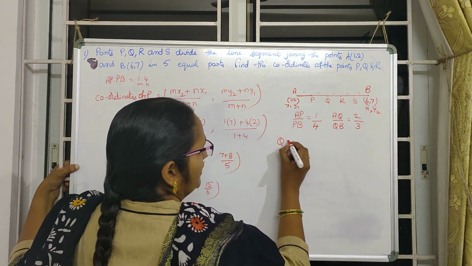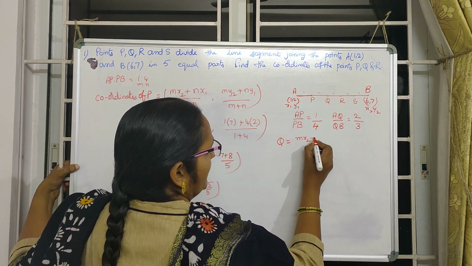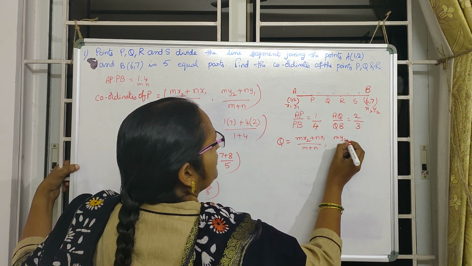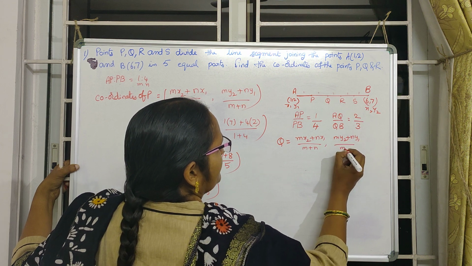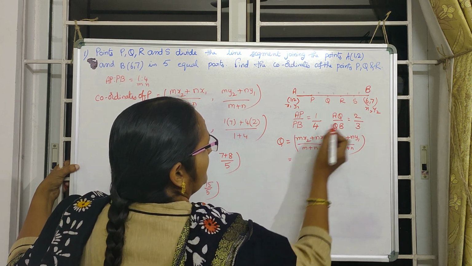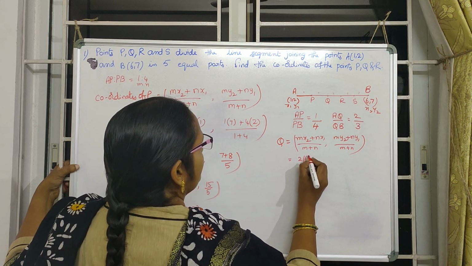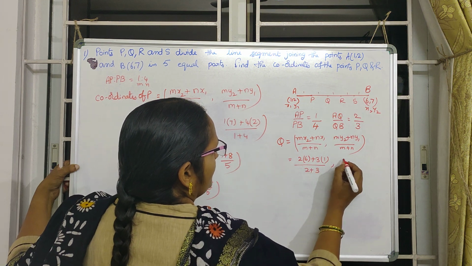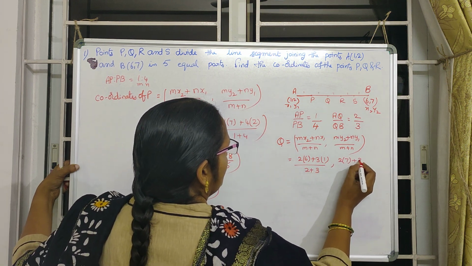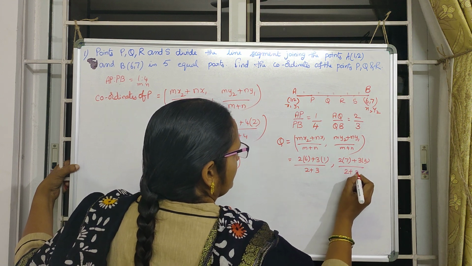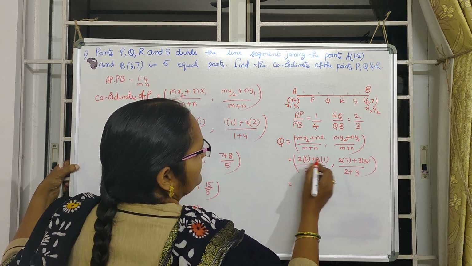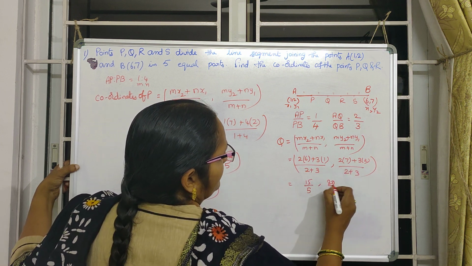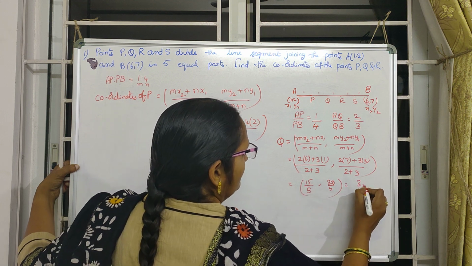So the Q coordinates will be (mx2 plus nx1) by (m plus n), comma (my2 plus ny1) by (m plus n). These are the coordinates. So here m value is 2: 2 into x2 which is 6 plus 3 into x1 which is 1, by 2 plus 3, comma 2 into 7 plus 3 into 2, by 2 plus 3. 12 plus 3, 15 by 5, sorry. Then 14 plus 6, 20 by 5. So this point will be (3, 4).